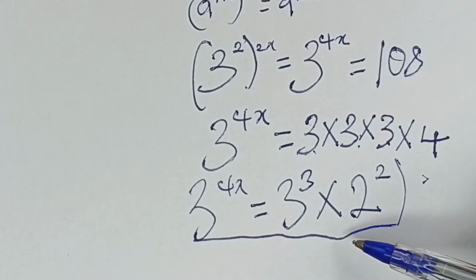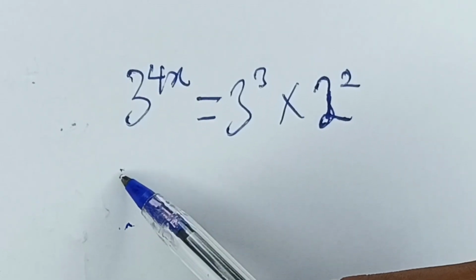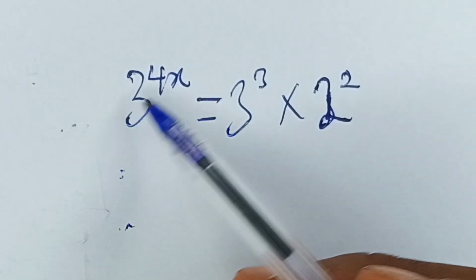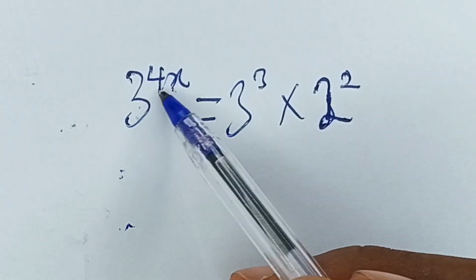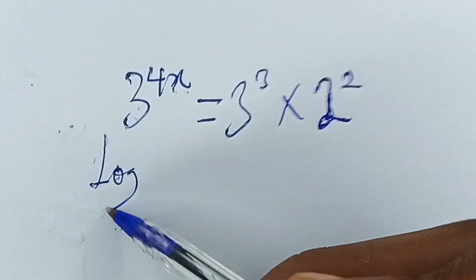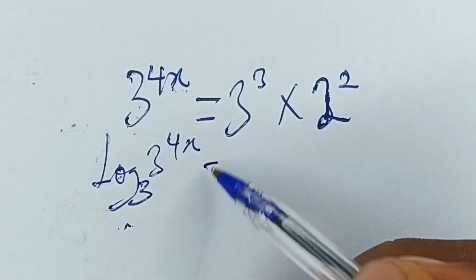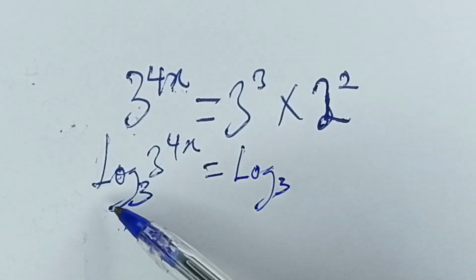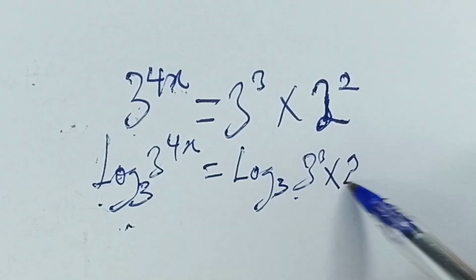Moving on from here, we can now take the logarithm of both sides. In order to do so, we have to take the logarithm to the base of the number carrying the variable. So this number is bearing the variable, which means 3 raised to the power 4x. We're going to take the logarithm to the base of this number. So we have logarithm to the base 3 of 3 raised to the power 4x equal to logarithm to the base 3, because whatever you do on the left hand side, you do on the right hand side, of 3 raised to the power 3 times 2 raised to the power 2.